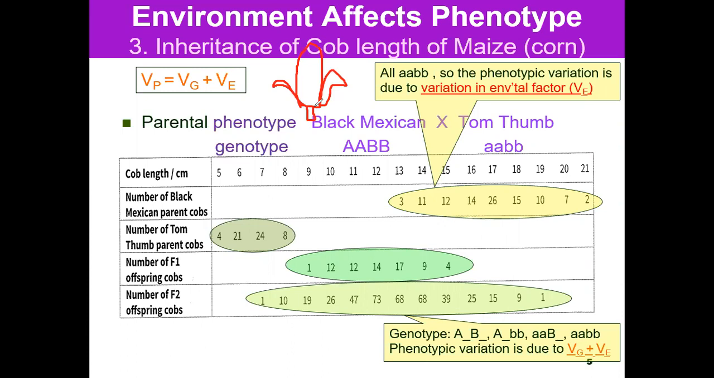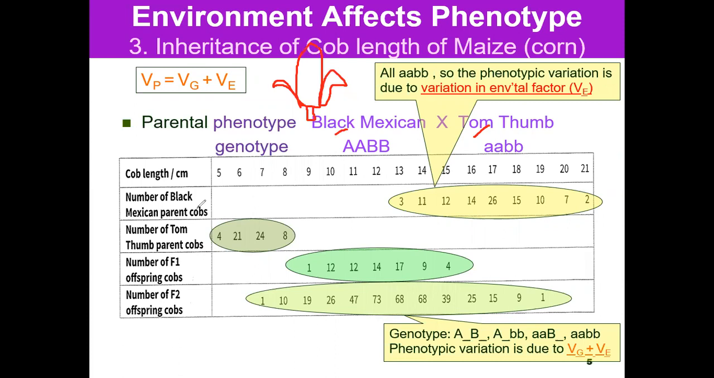Now they say that cob length is also coded by alleles, just like our height, right? So there are two different kinds of phenotypes here. You've got Black Mexican and Tom Thumb. They say that the genotype of Black Mexican is AABB and Tom Thumb is small a, small a, small b, small b. So they are different in genotype.